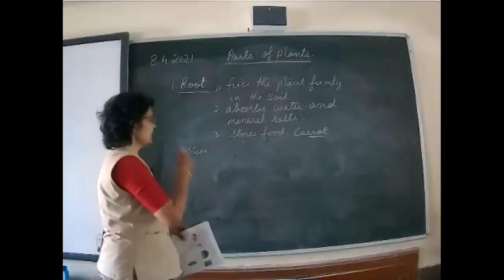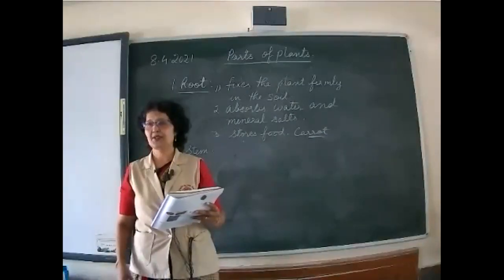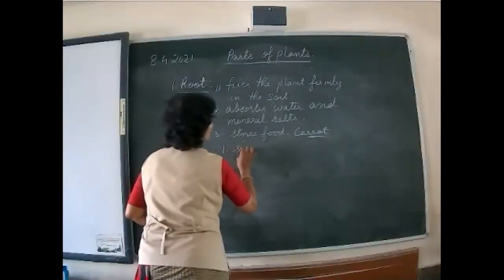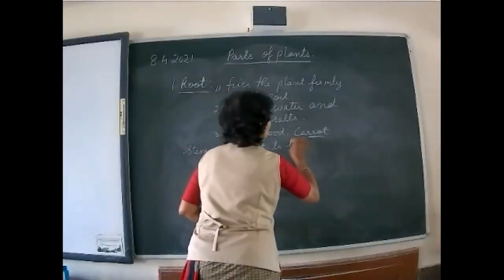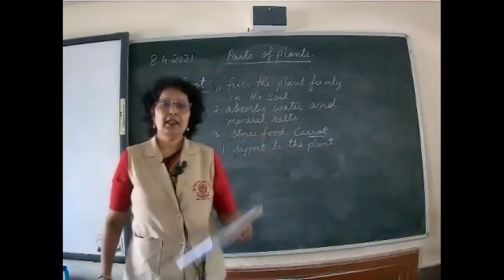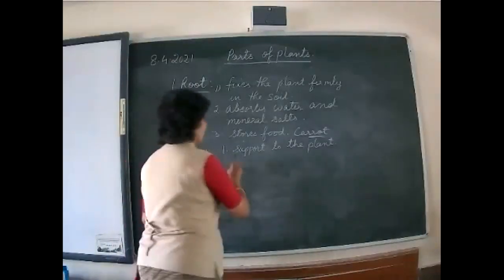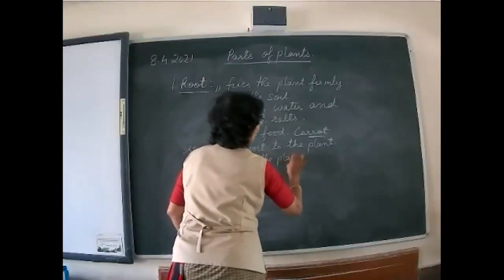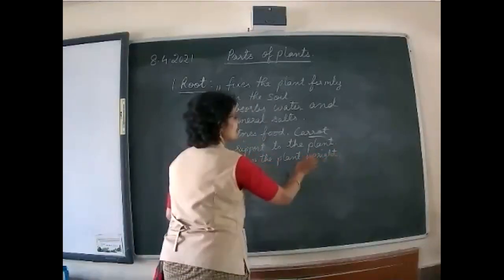Now this stem keeps the plant upright, straight. It helps the plant to stand straight. It gives support to the plant. Stem gives support to the plant. Then it keeps the plant upright. Upright means straight.